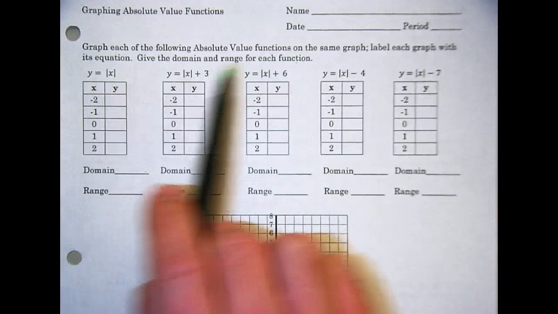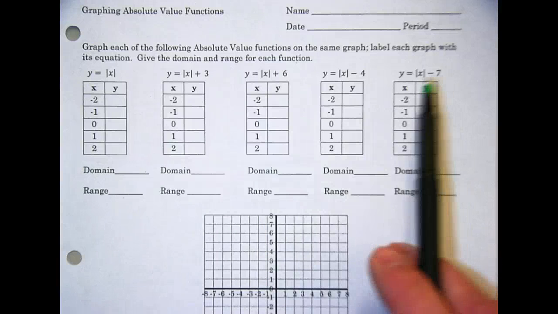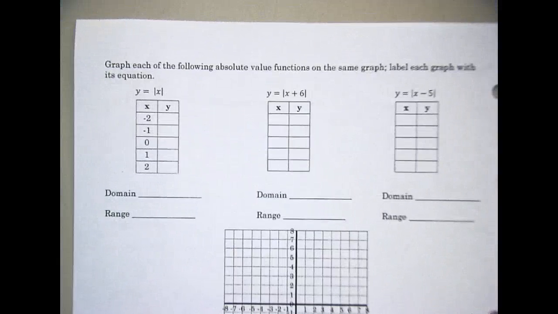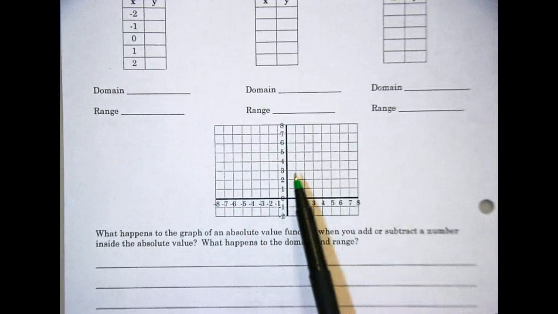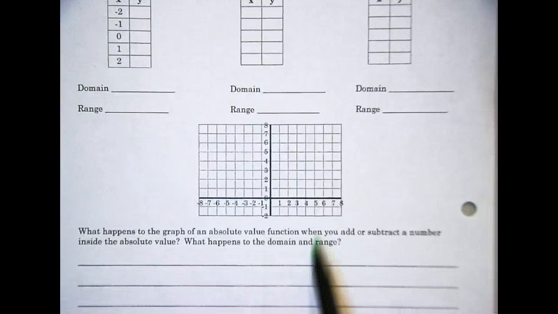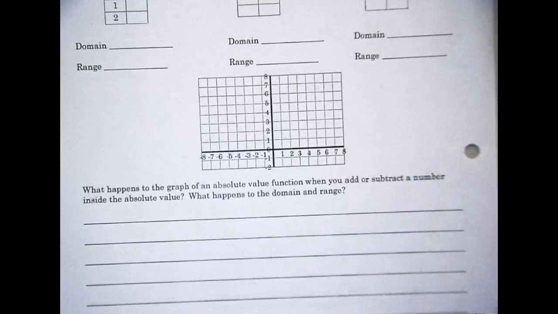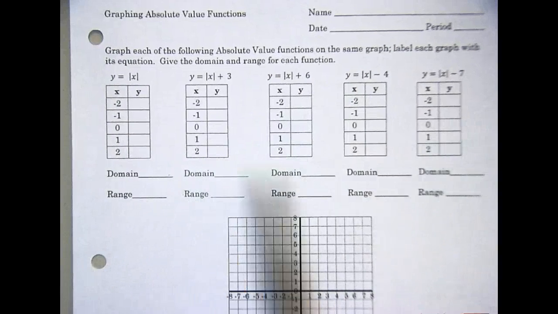Graph each of the following absolute value functions on the same graph, so that means you're putting them all right down here on this grid. Give the domain and range for each function, and then when you turn it over, you have a couple more you're going to graph on this grid. You're going to give the domain and range. You're going to summarize down here where there's a lot of lines. Don't get freaked out about the lines. You're just summarizing what type of shift you are going to have here.